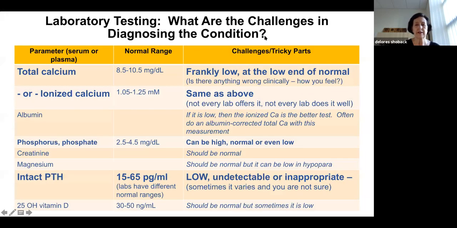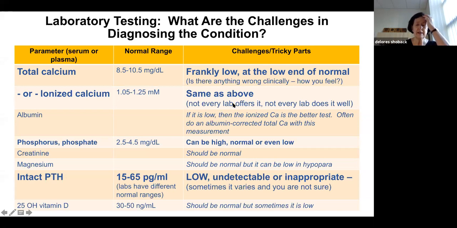So what are the challenges in diagnosing this condition? I've said some of them already. Patients should be frankly low or at the low end of normal. Let's say your level is 8.3 or 8.2. Is that normal? No, it's not normal, but it's at the low end of normal. And I would ask, if it's 8.2 or 8.3, do you feel anything is wrong? So we put the laboratory together with how the patient feels clinically, okay?